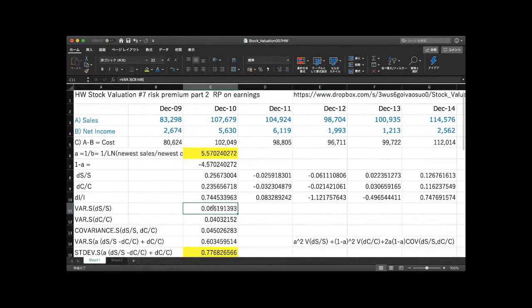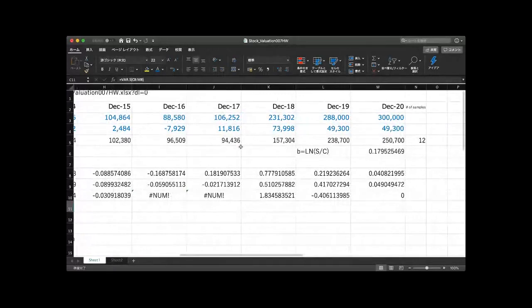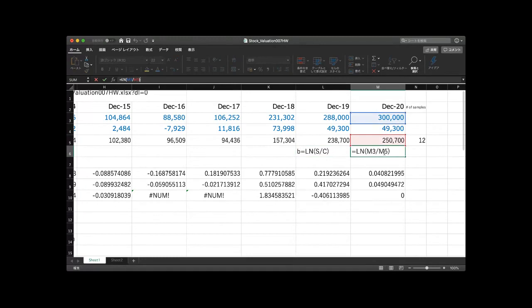Then what we do next is assume a cost structure of this company. What is cost structure? It's sales over cost, and how much the net income margin would be. We can calculate it by ln of the newest sales over the newest cost, which is here: ln M3 over M5, sales over cost. And this company recently has almost an 18% margin, which is great.